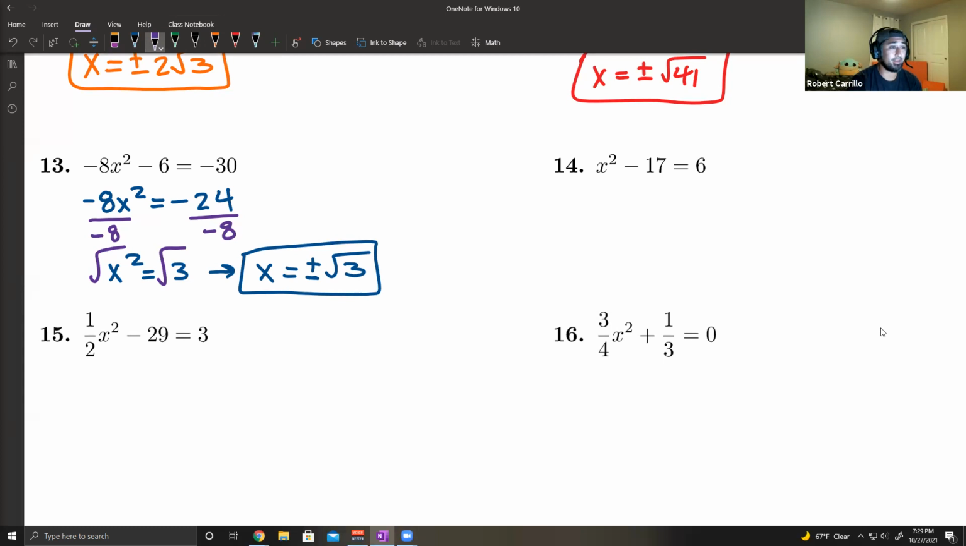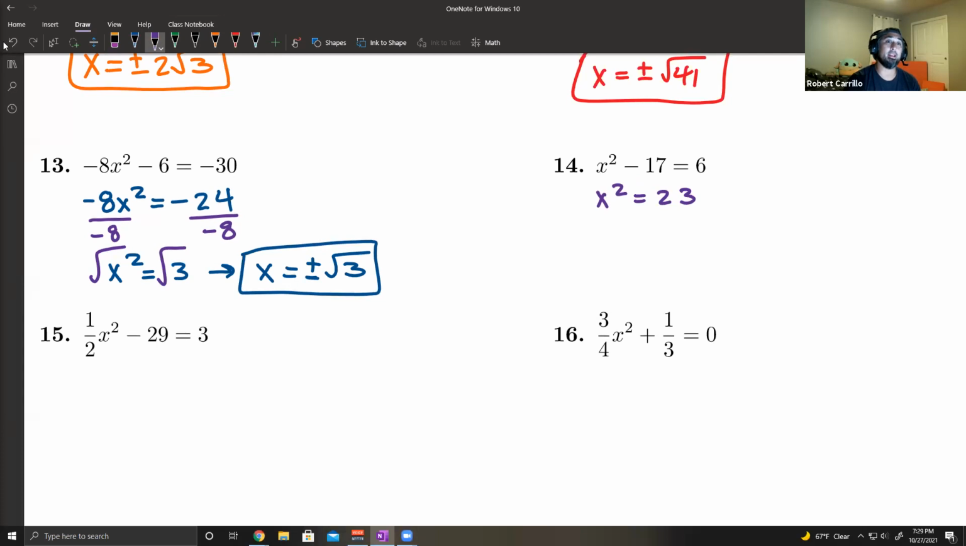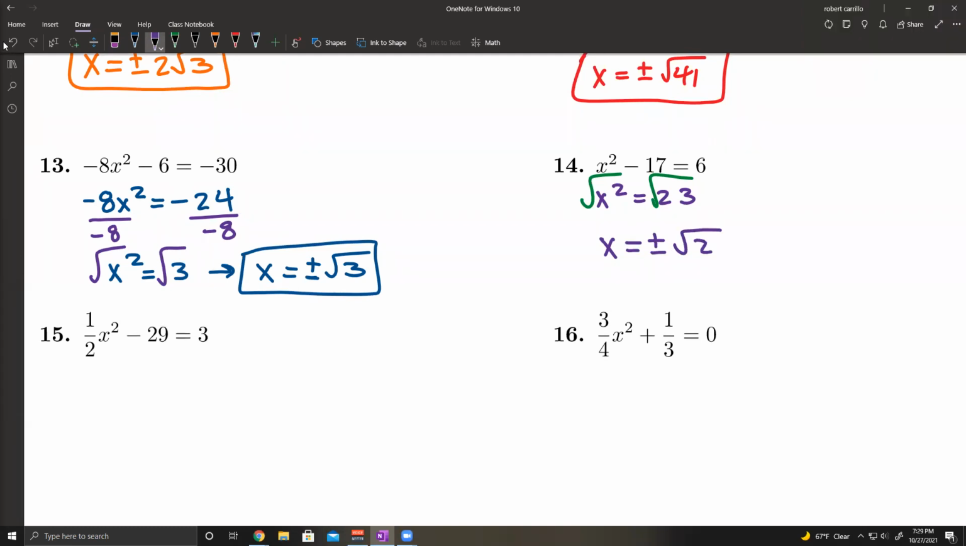14. X squared minus 17 equal to 6. Add that 17 over, and you'll get x squared equal to 23. Square root both sides. Can you break down 23? No. That stays just like that.